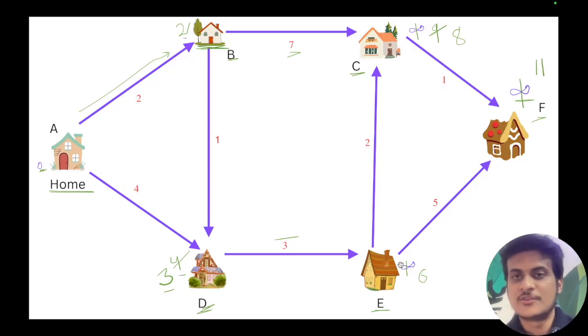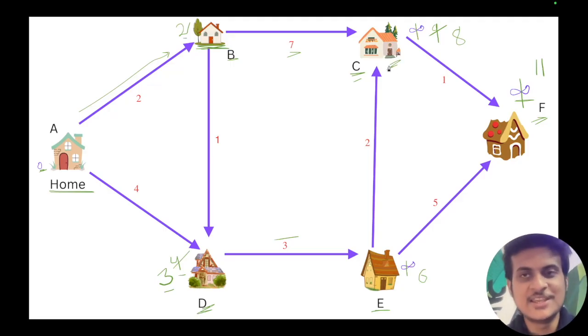Now after relaxation, we will find the unexplored vertices. So the unexplored vertices now are the vertex C and the vertex F. The value of C is 8 and the value of F is 11. So we will go to the C vertex.